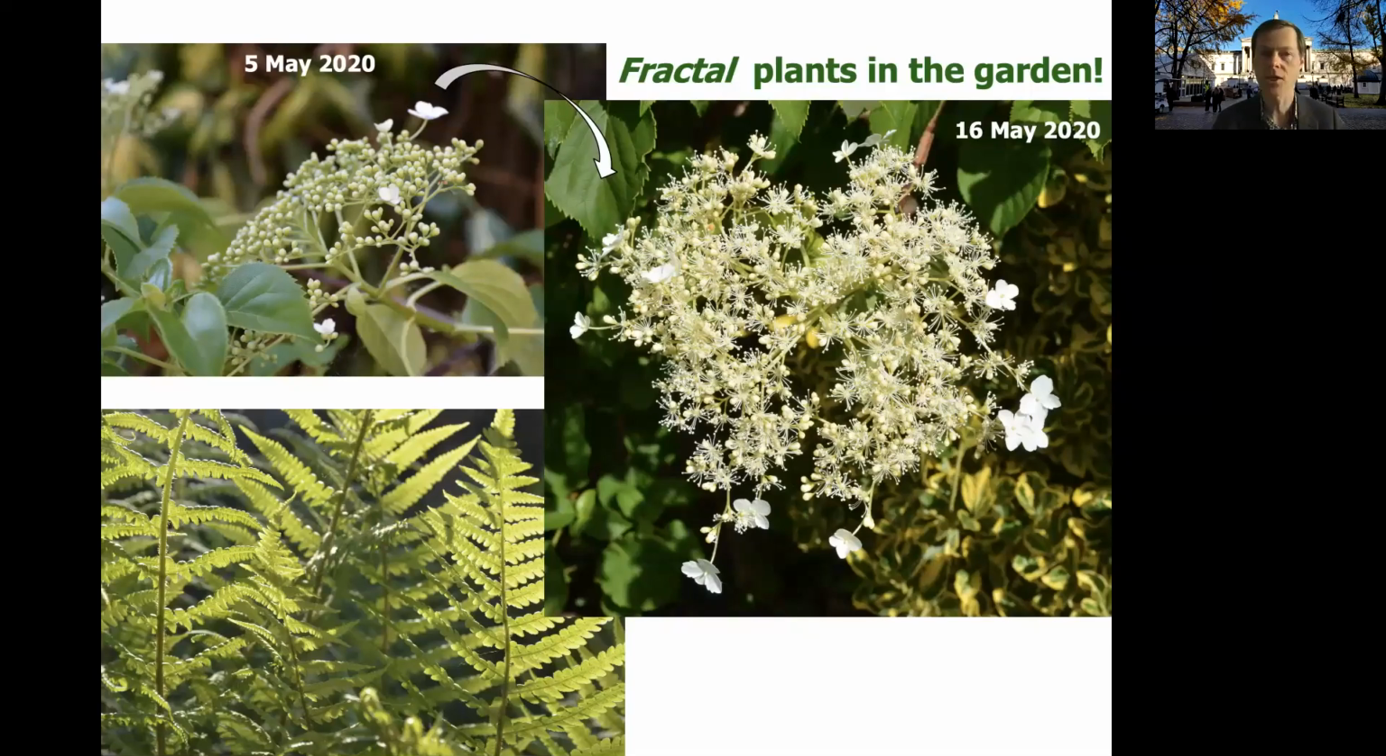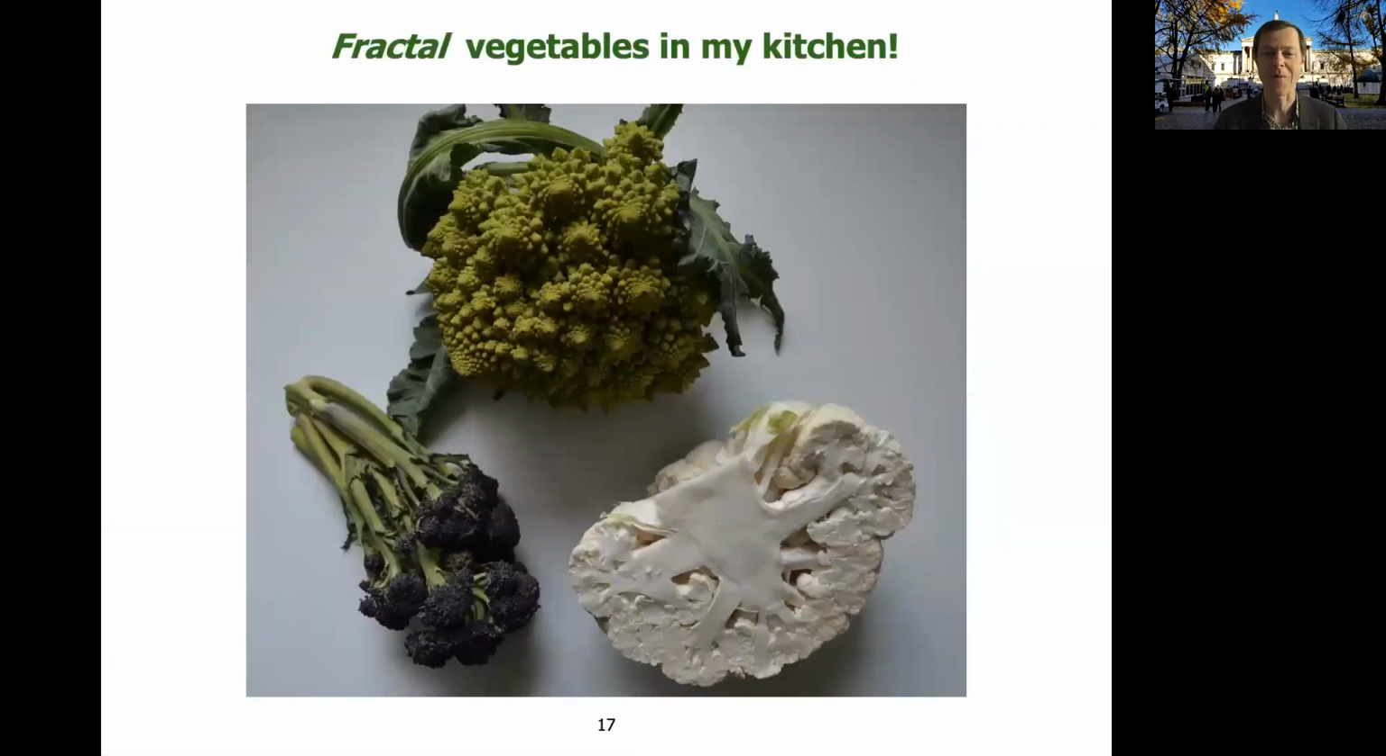And that actually simplifies the structure. They look complicated, but they're not. They're complex. And so that simplifies it. Same in some vegetables. I mean, these are some broccolis and cauliflowers and broccolinis and romanesco. And so they all have this beautiful self-similar structure.